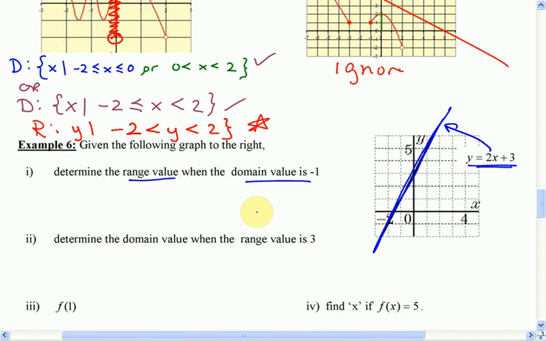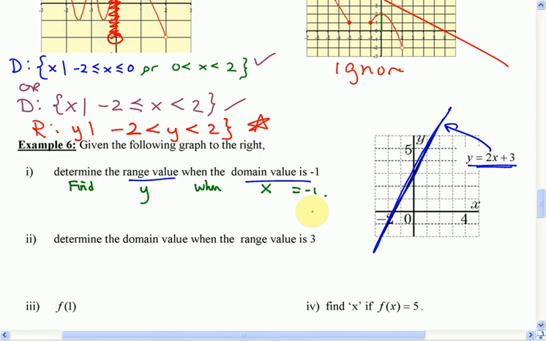What's x? X stands for domain. Good. So really what I'm saying is this. Translation: determine means find. The range value is find y when the domain means when x is equal to -1. That's what that statement means. Can you tell me the y value when x equals -1? Now let's do this both ways. Let's do this graphically and let's do this with the equation.